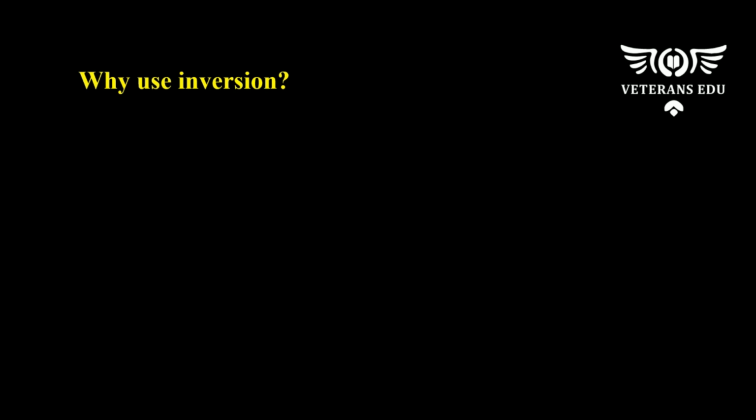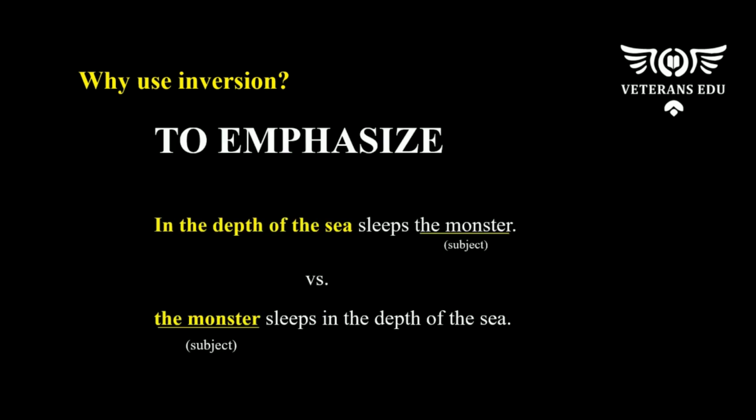The main purpose of using inverted sentences, or inversion, is to emphasize. If you compare two sentences on the screen, in the depth of the sea sleeps the monster, and the monster sleeps in the depth of the sea. In the first sentence, the emphasis lands on the word depth instead of the monster. So here the writer is emphasizing where the monster lives and how deep the monster lives, perhaps to create fear or tension. In the second sentence, the monster sleeps in the depth of the sea. The writer is simply emphasizing the existence of the monster itself.